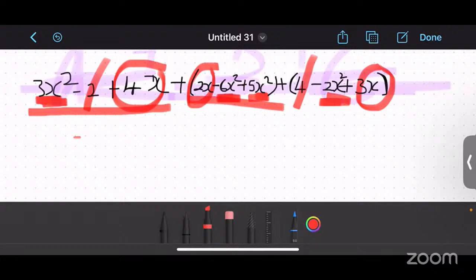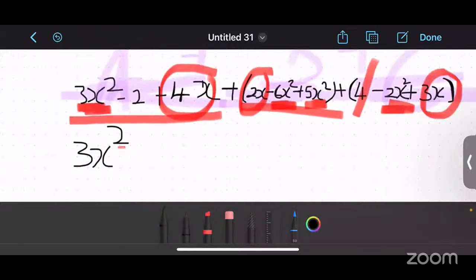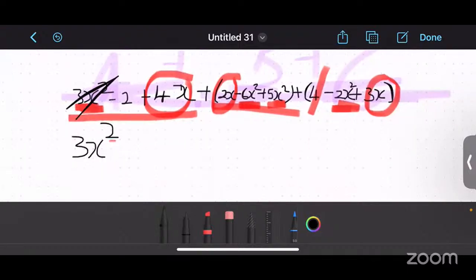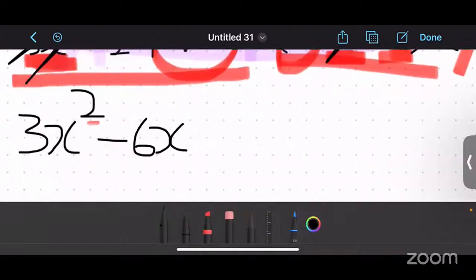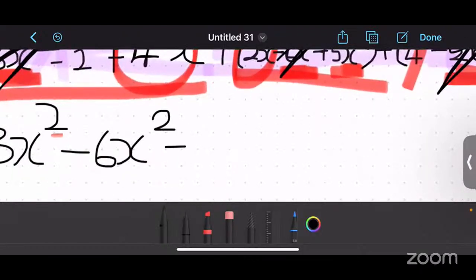And now let's try to simplify. So we have 3x to the power of 2, minus 6x to the power of 2, and then minus 2x to the power of 2. I'm done with those.